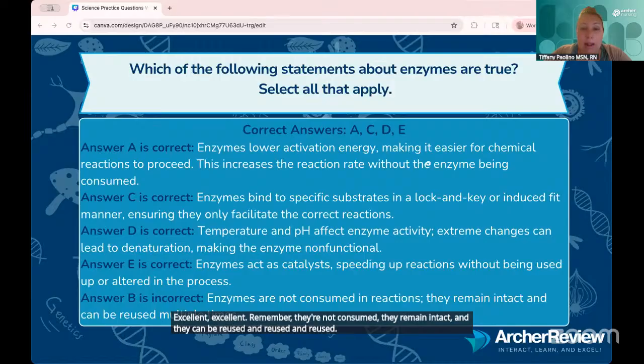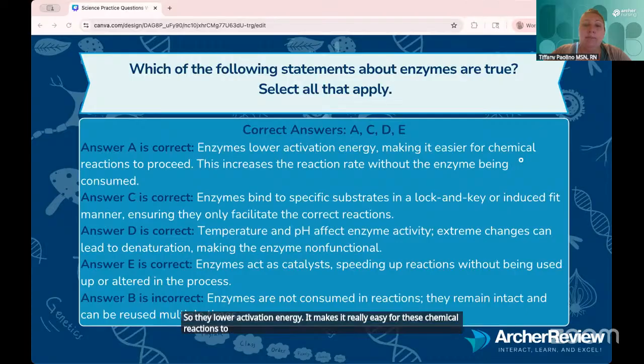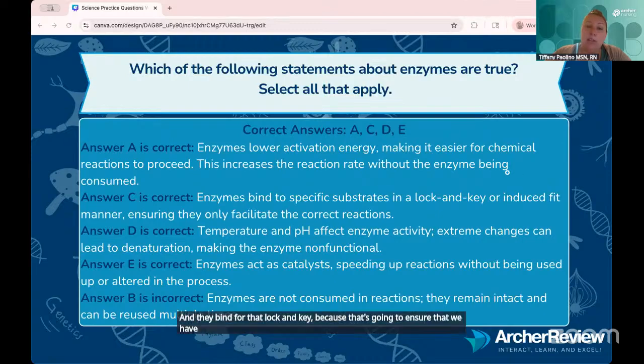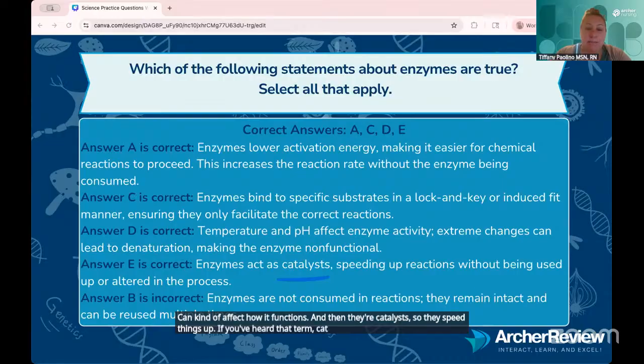So they lower activation energy. It makes it really easy for these chemical reactions to occur. And they bind for that lock and key because that's going to ensure that we have correct reactions. And then pH and temperature affect the enzyme activity because extreme changes can affect how it functions. And then they're catalysts, so they just speed things up. If you've heard that term catalyst, that's what that means.